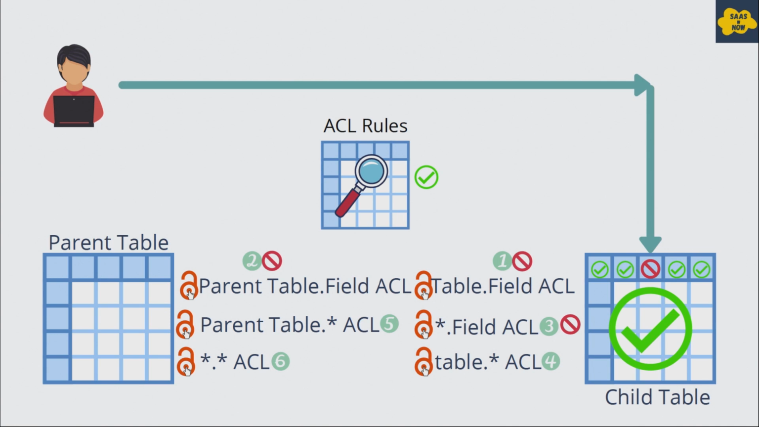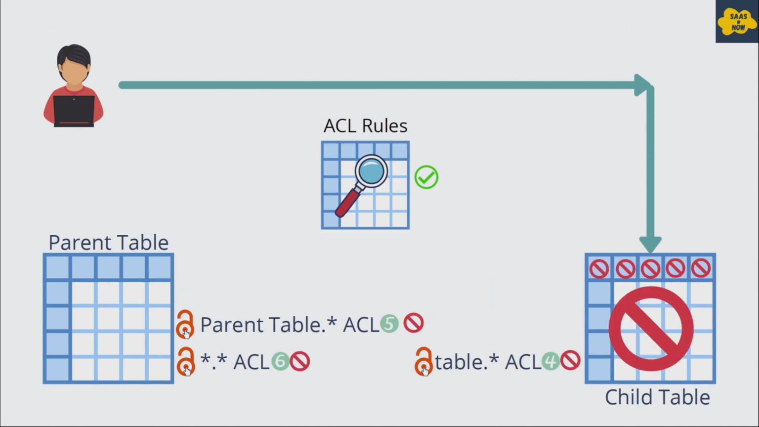And if single field ACLs are not found, then it will look for all field ACLs. And if they also evaluate to false, then user will not have access to all records of the table. If it is passed, so let's say all these ACLs are passed, or maybe your system found one of the ACLs, in that case, user will be able to access all records of the table with all fields.